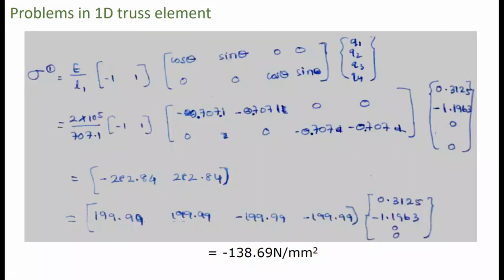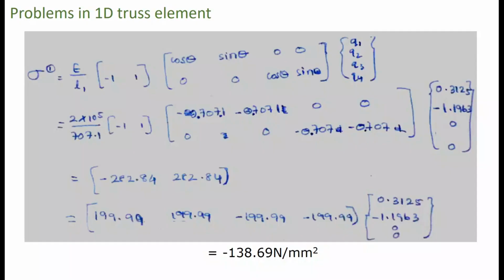Good morning to everyone. In the last videos we discussed solving truss elements to find the displacements. Now we are going to find the stresses of each element. The formula will be E divided by L, times [minus 1, 1], times the matrix [cos theta, sin theta, 0, 0; 0, 0, cos theta, sin theta], times the nodal displacements. So for element 1, with node 1 and node 2, the displacements are Q1, Q2, Q3, Q4.